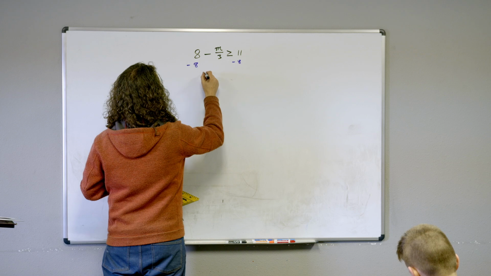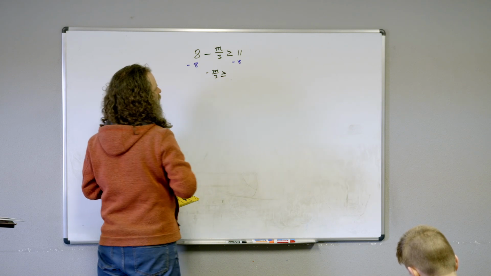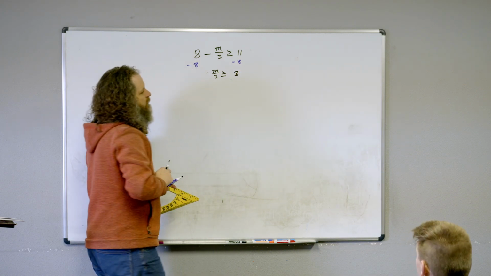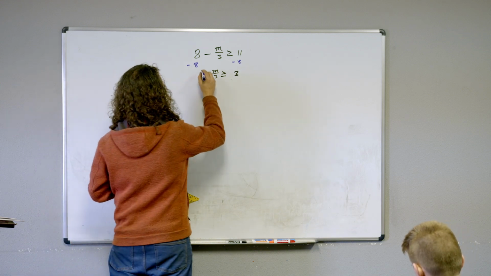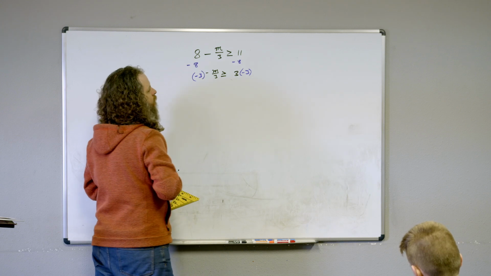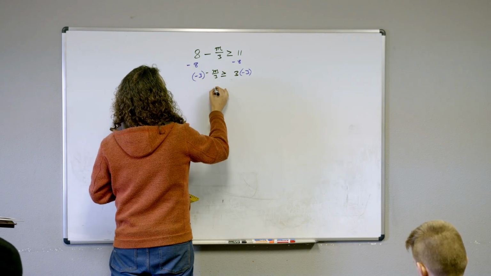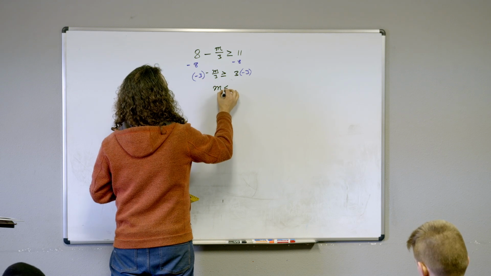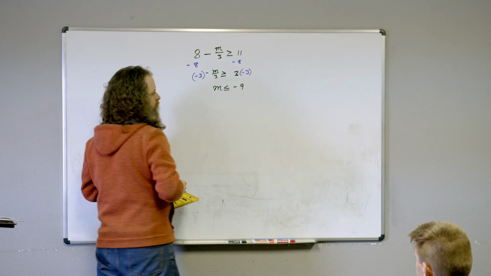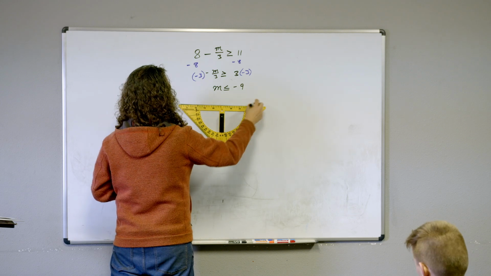and get negative m over 3 is greater than or equal to, what's 11 minus 8? 3. Now what? What do we end up with? M is less than or equal to negative. Yeah, it switches because we multiplied by negative, right? We graph it.